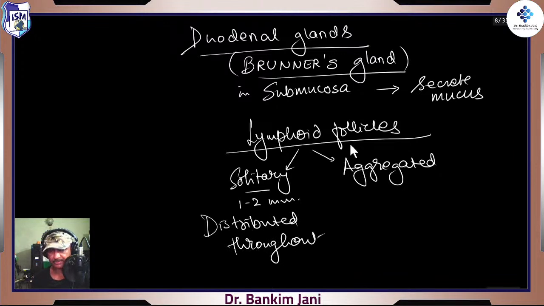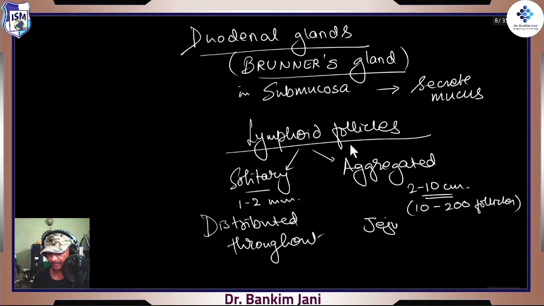Now, when it comes to the aggregated ones, these are much bigger, almost 2 to 10 centimeters. So pretty big, with almost 10 to maybe 200 follicles clumped together, packed together. In the jejunum we won't find them much, there'll be few. But yes, in the ileum, that's the speciality, so there'll be many.